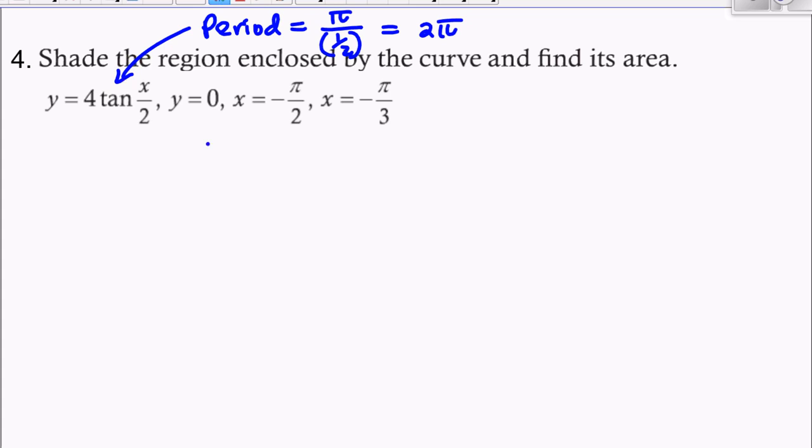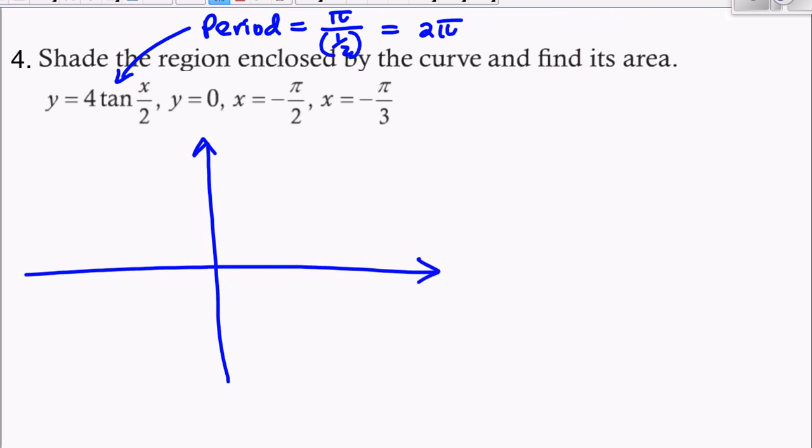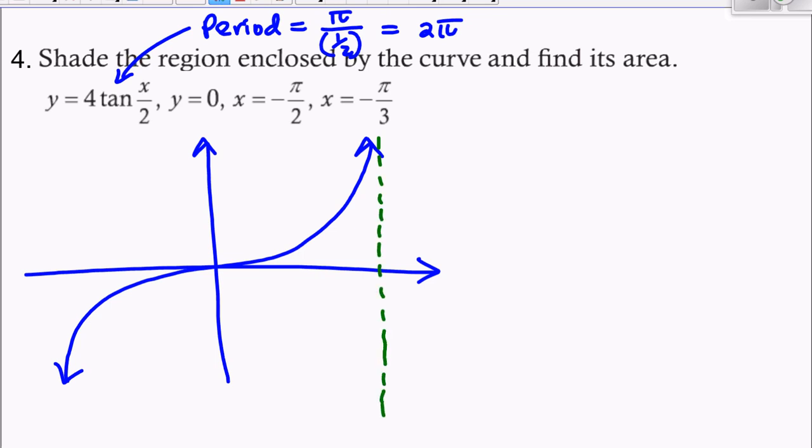So to sketch it, you know how the tangent function looks. But the fact that you know the period of this function is 2 pi, you can keep that in mind as you sketch it. Okay. Since the period of this function is 2 pi, that means that will be pi, and that will be negative pi as well, to have a period of 2 pi.